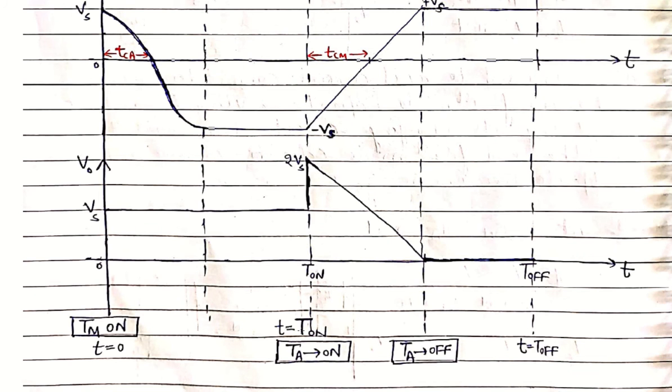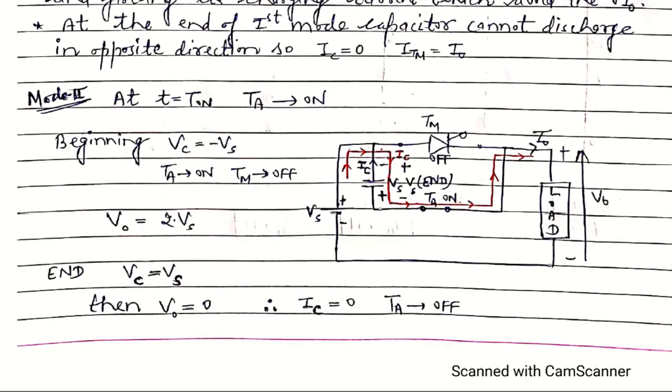At t equals t on time, we turn on the auxiliary thyristor and the main thyristor will be in off condition. So we will come to the second mode of conduction. In the second mode of conduction at t equals t on, the auxiliary thyristor will be in on condition and the main thyristor will be in off condition, so no current will be flowing through the main thyristor. What is the capacitor voltage at the beginning? Minus Vs. What is the output voltage? 2 Vs. So see these two waveforms.